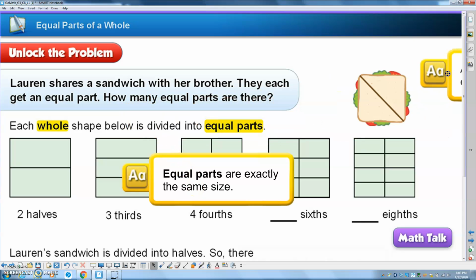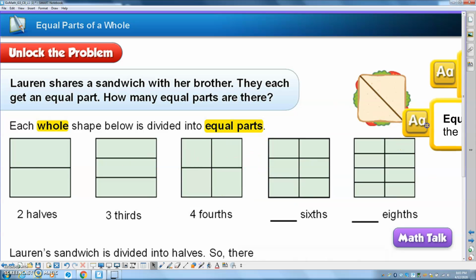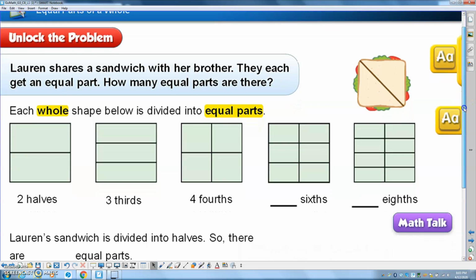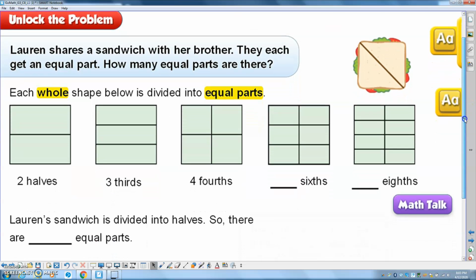So let me move these out of the way. Okay. So looking at our problem, move this down a little. Okay, Lauren shares a sandwich with her brother. They each get an equal part. How many equal parts are there?